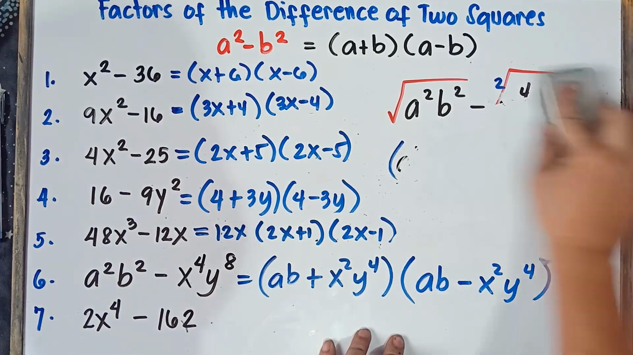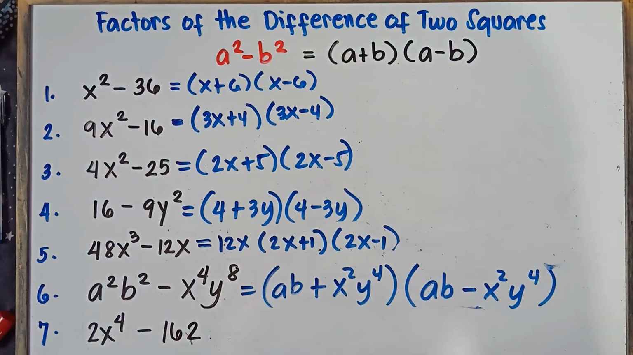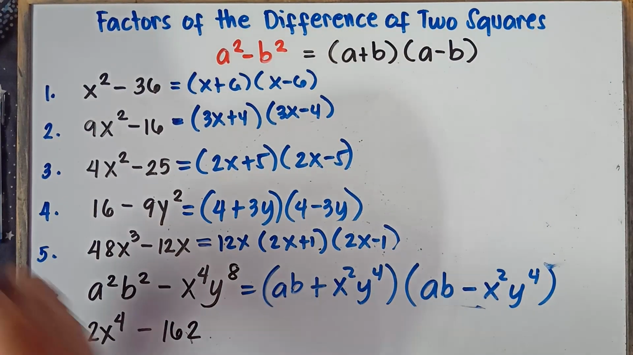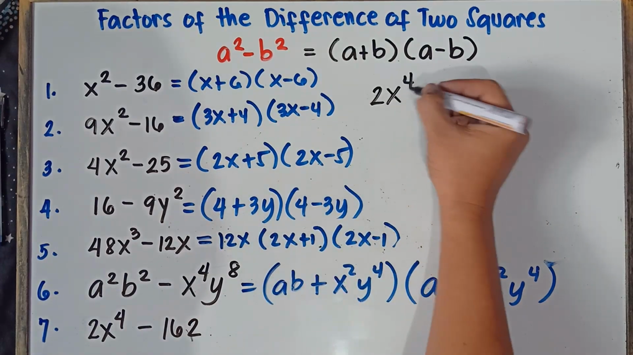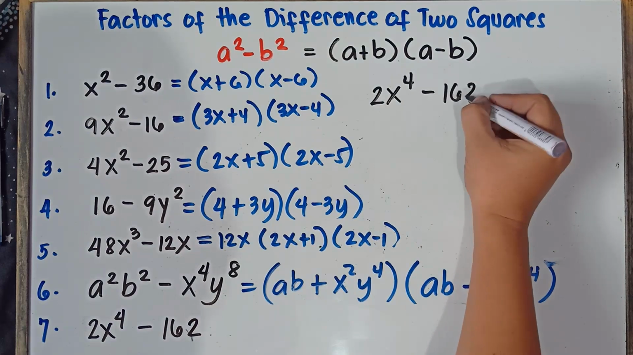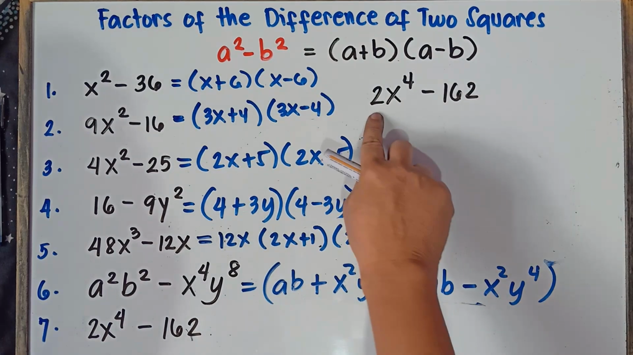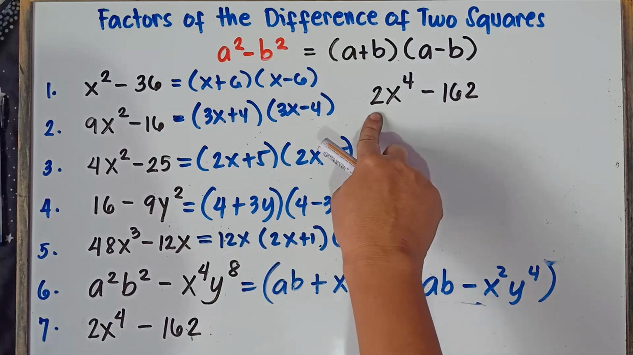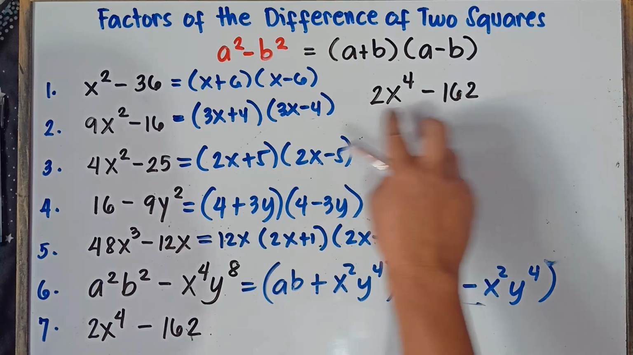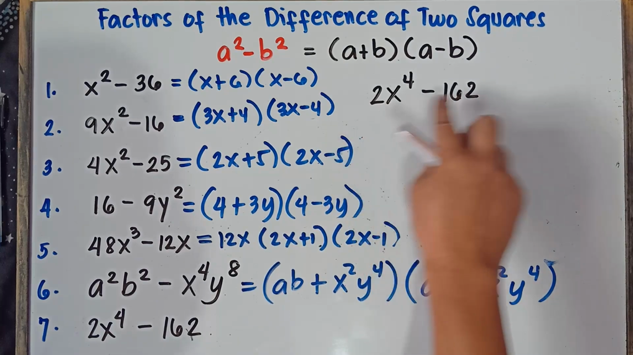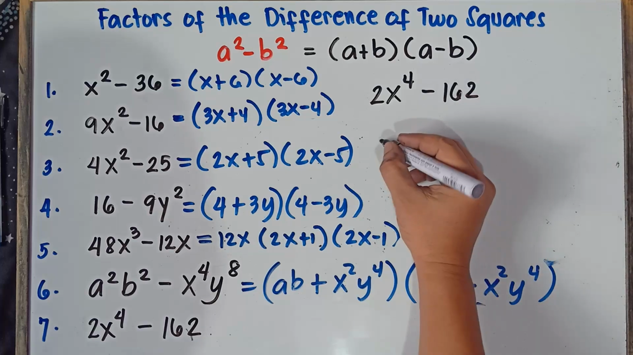Alright, so we're down to the last example, class. Example number 7. Our given, we have 2x raised to the power of 4 minus 162. Now, is 2 a perfect square? Nope, 2 is not a perfect square. Same with 162, this is not a perfect square. So we need to find the greatest common factor of 2 and 162. That would be 2, right?